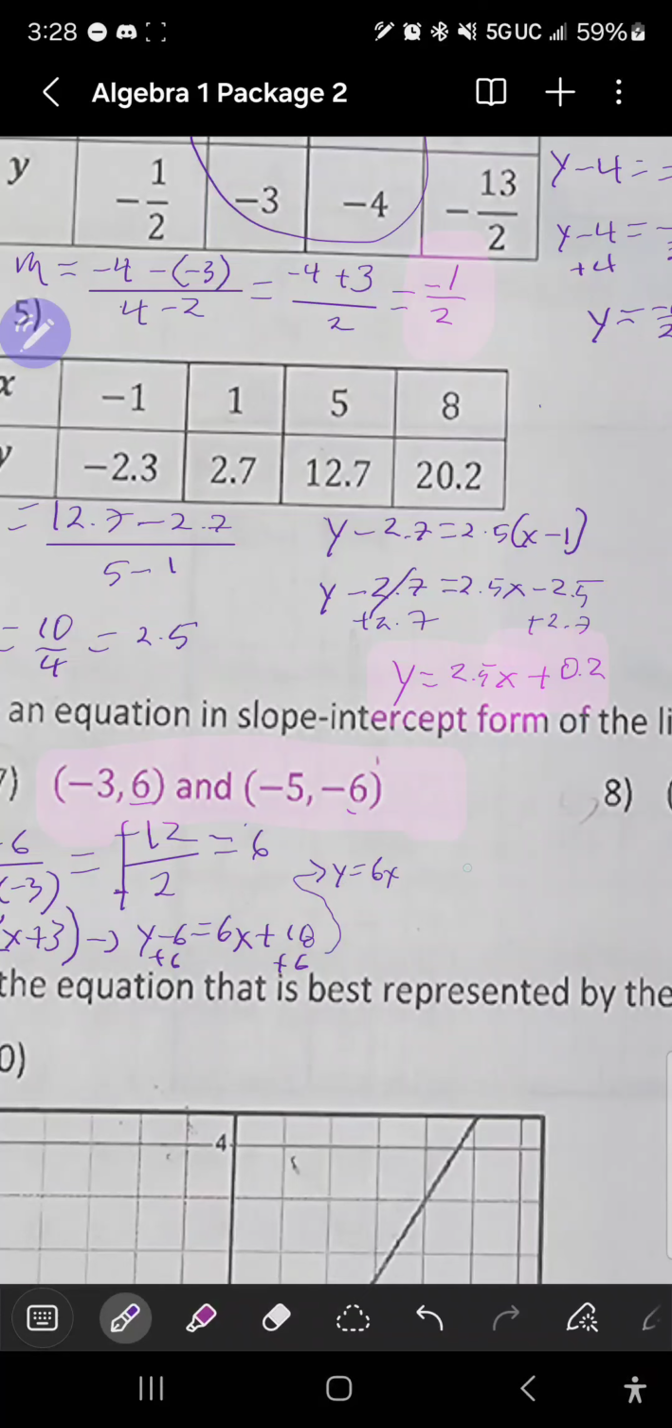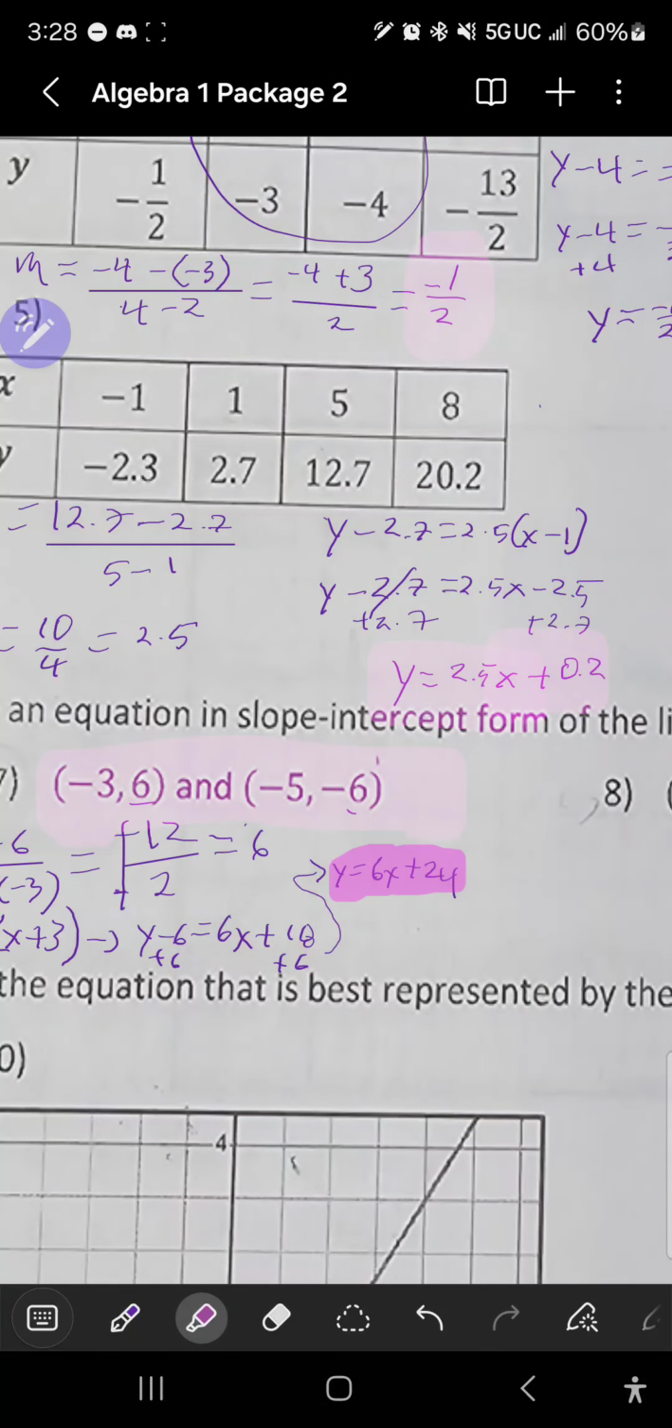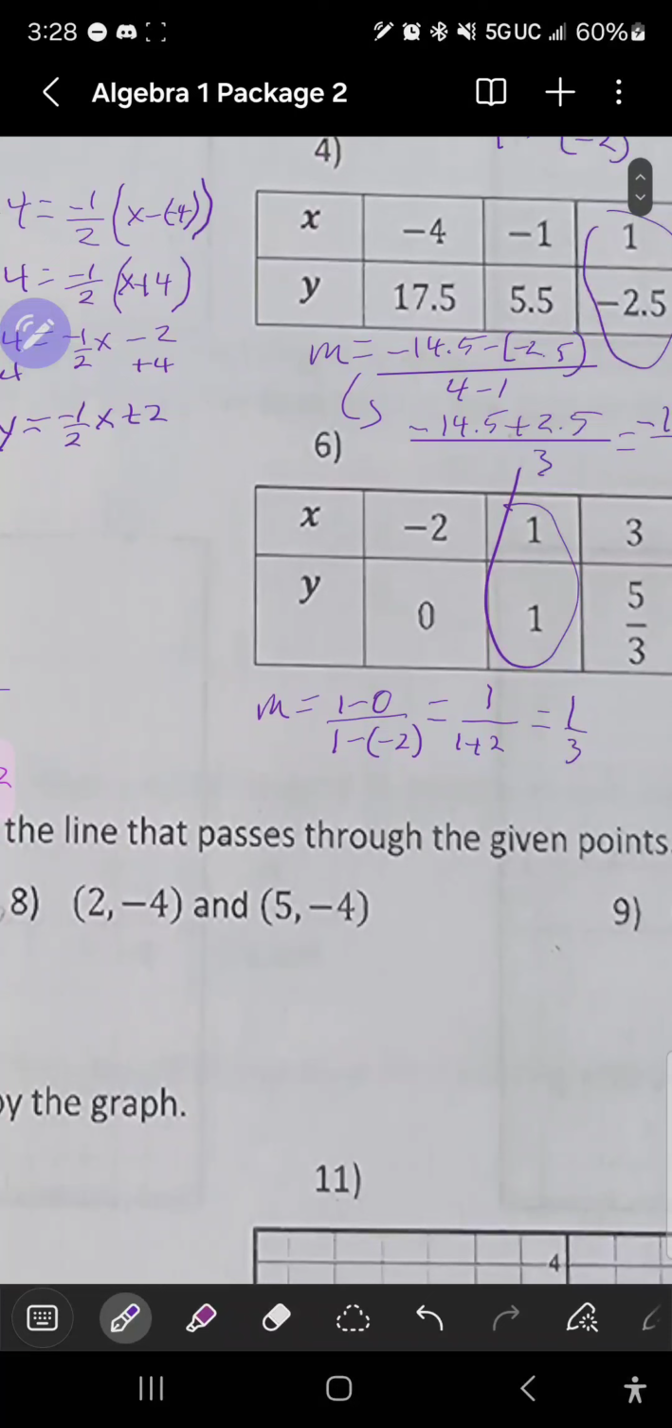Six times 18 plus 6 is just 24. And that's our answer. Now number 8 is the same.